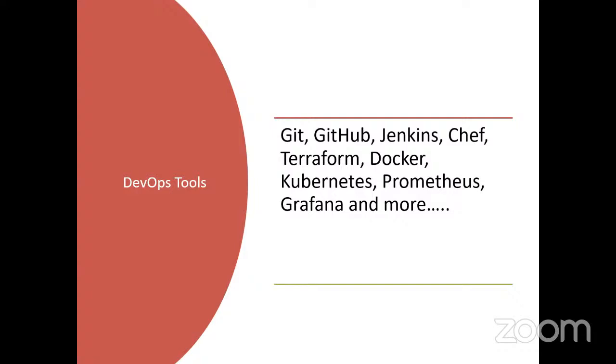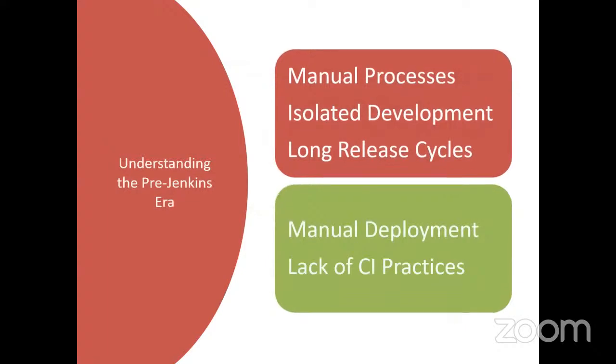There are so many tools available with the DevOps process, but we will start with Jenkins because Jenkins is the key thing in any IT industry. Jenkins is very useful. So we'll understand what came before Jenkins and what Jenkins is in the next slides. This slide shows the pre-Jenkins era. What was the process before Jenkins came?